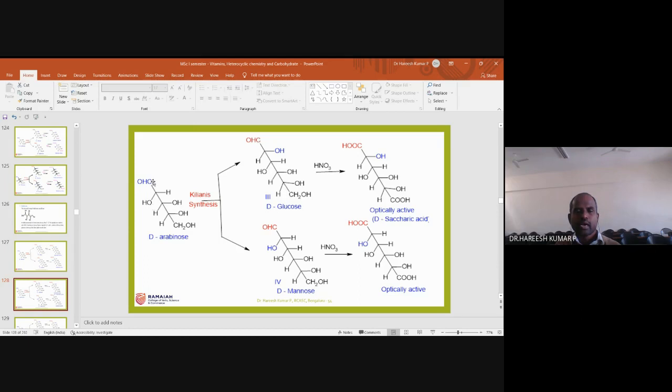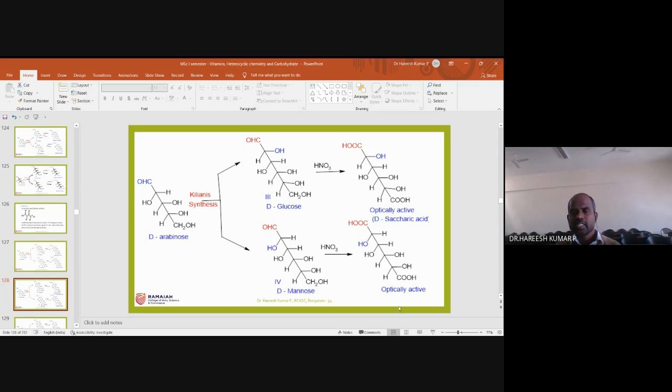Suppose a hydroxy group is on the right hand side, then it is called glucose. If this hydroxy group is going on the left hand side, then it's called mannose. So that means D-arabinose is converted into D-glucose and D-mannose. The obtained D-glucose and D-mannose, subjected to oxidation, give rise to an optically active compound. The name of this compound is saccharic acid.